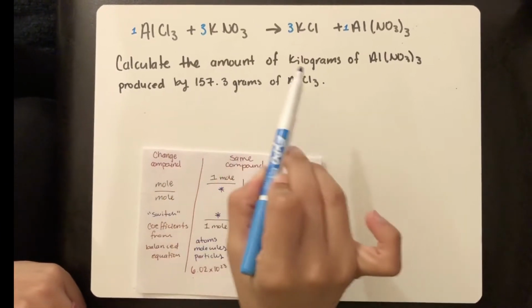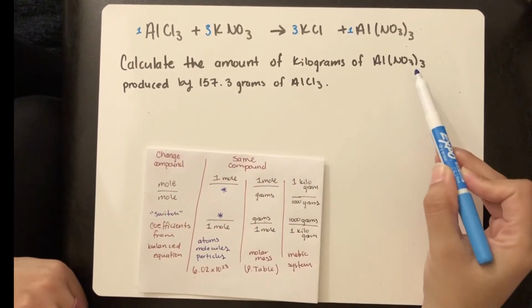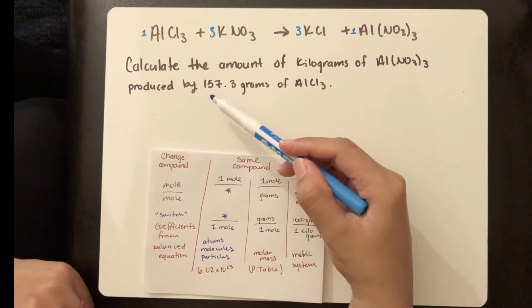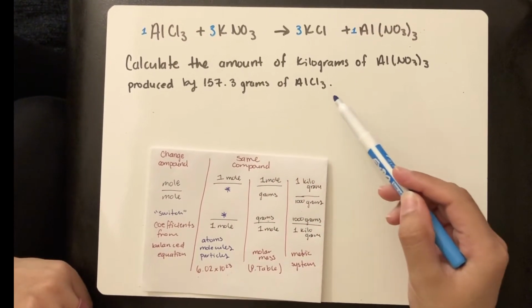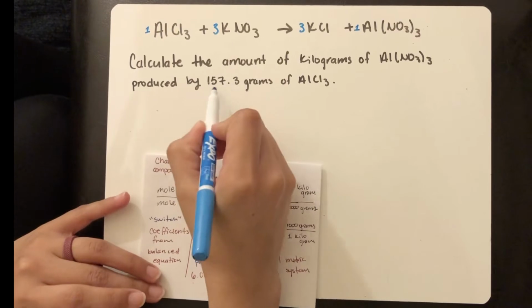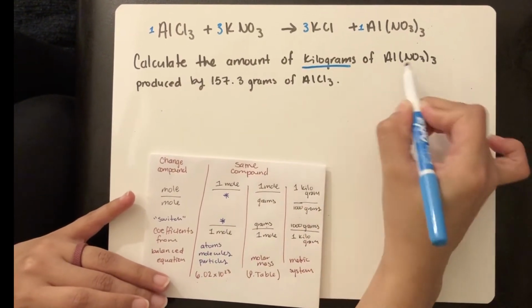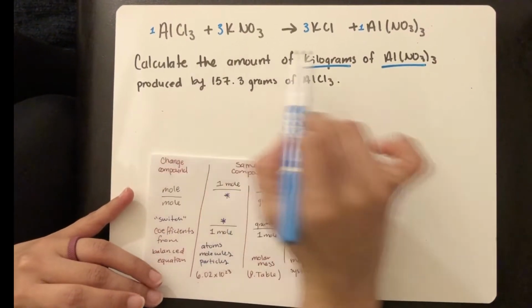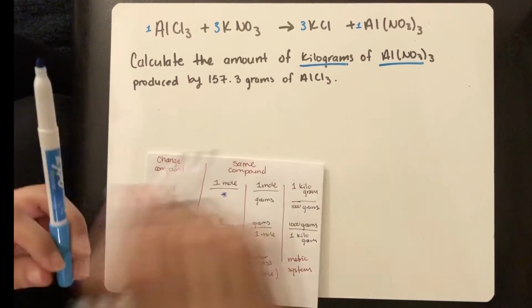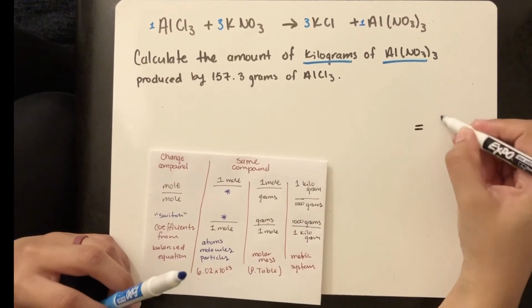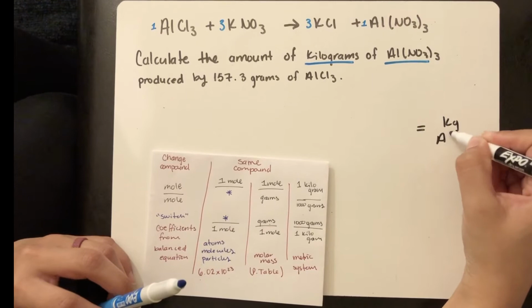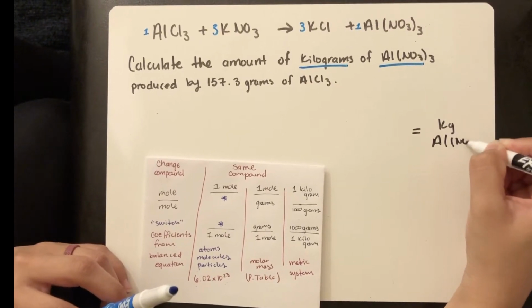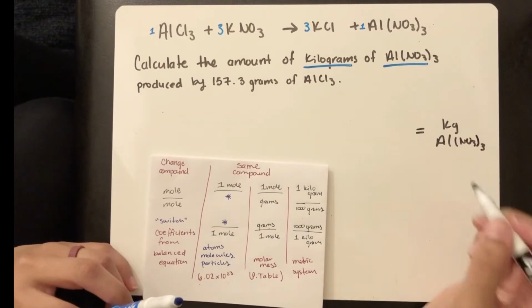Calculate the amount of kilograms of aluminum nitrate produced by 157.3 grams of aluminum chloride. So the question is asking us for the amount of kilograms of a particular compound within our balanced equation. So that is what we're going to write at the very, very end. Kilograms of aluminum nitrate. So that's what we have.